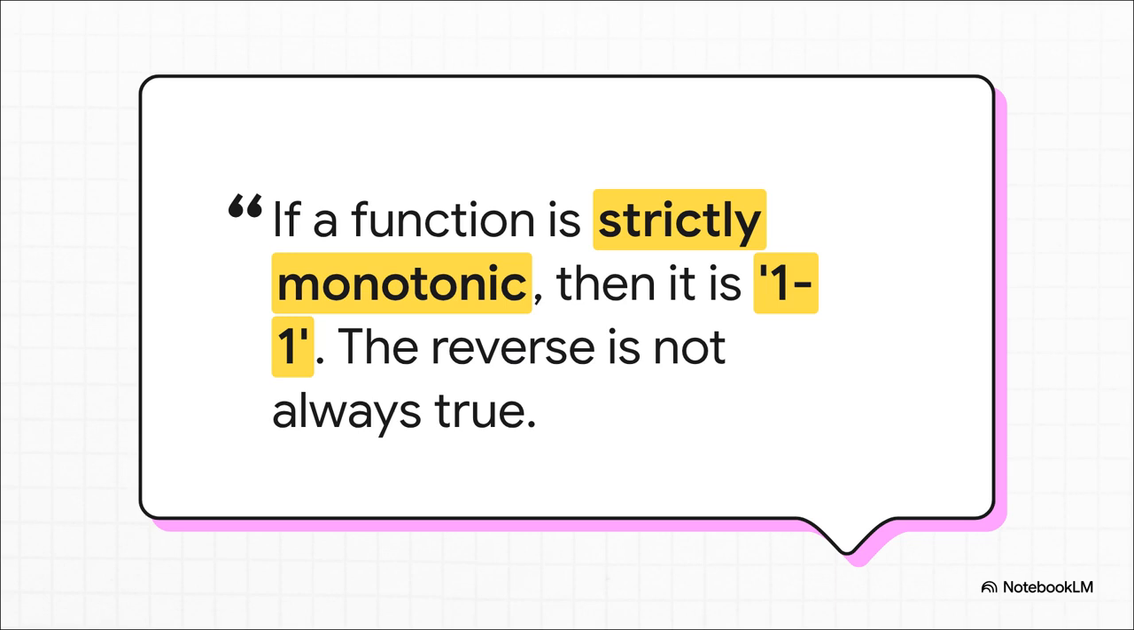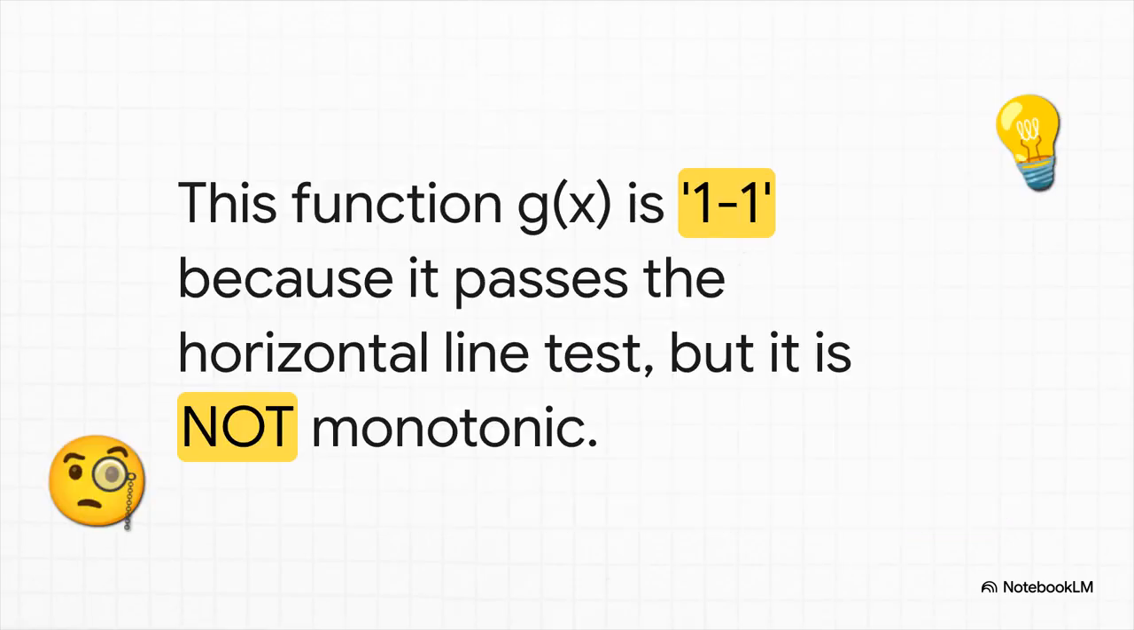But, and this is a big but, you can be one-to-one without being monotonic. And this picture shows that perfectly. This function totally passes the horizontal line test, right? No horizontal line hits it more than once. So it is one-to-one, but it's obviously not monotonic. It goes down for a while, and then, bam, it jumps and starts going up. So this is super important. Being predictable is enough to get you this property, but it's not the only way.